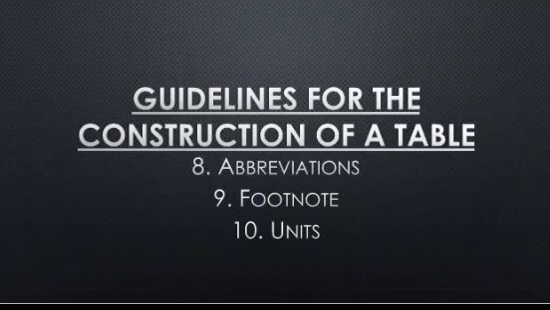Then the 8th point is abbreviations. Abbreviations mean short forms. So the use of abbreviations should be avoided in the headings or subheadings of the table, because you have to give headings and subheadings fully and clearly. Short forms of words such as government, monetary policy should not be used.